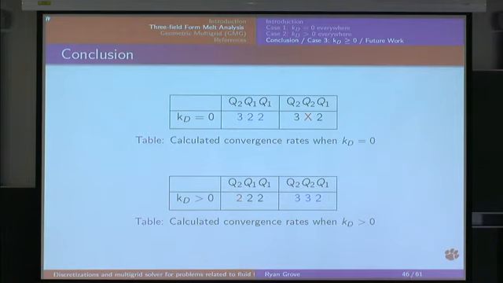All right, so in conclusion, so this is kind of combining case 1 with case 2. We see that for Q2, Q1, Q1, when KD equals 0, we get the optimal convergence that we expected, and we get the same thing for Q2, Q2, Q1 when KD is greater than 0. But here we don't see what we want, and here this 2 is a little suboptimal.